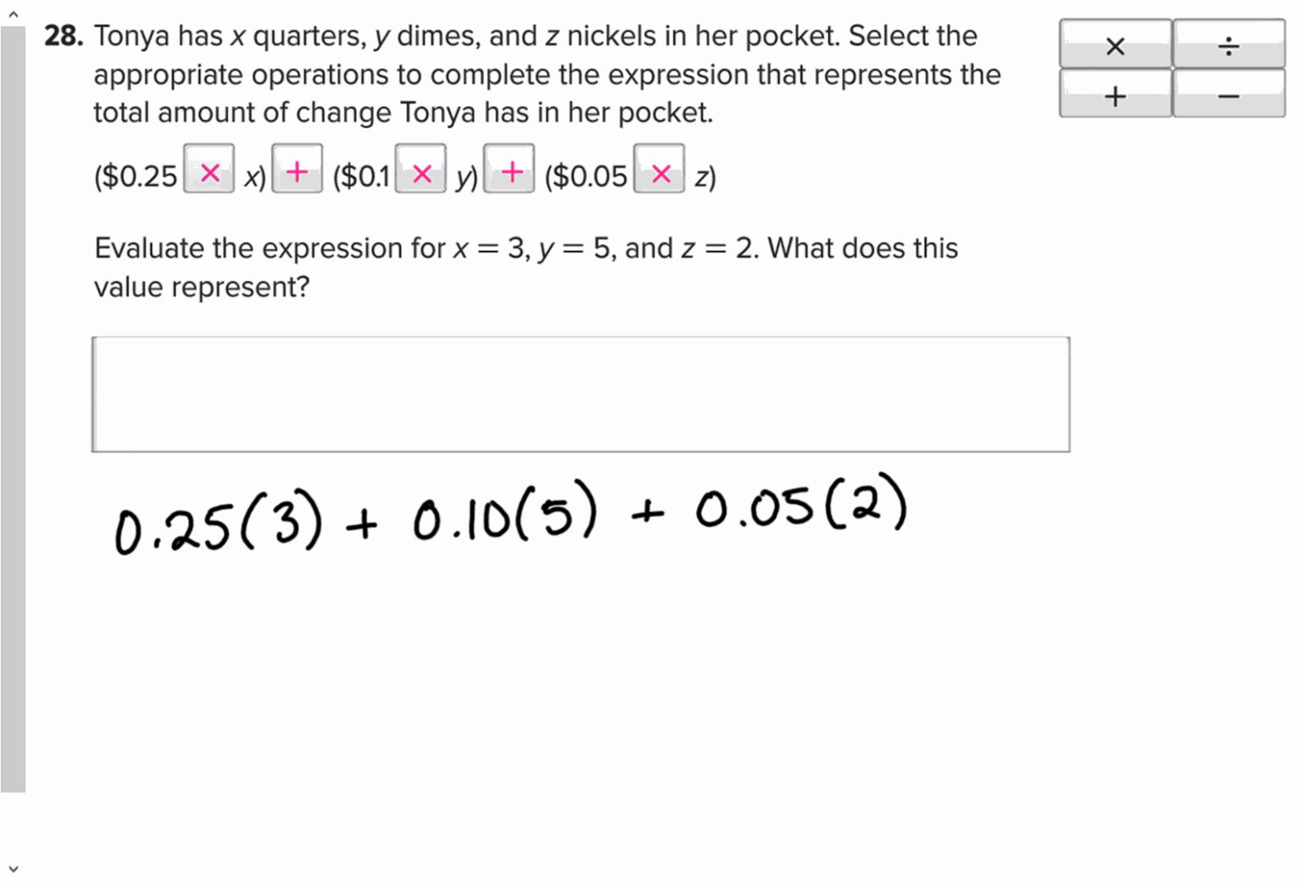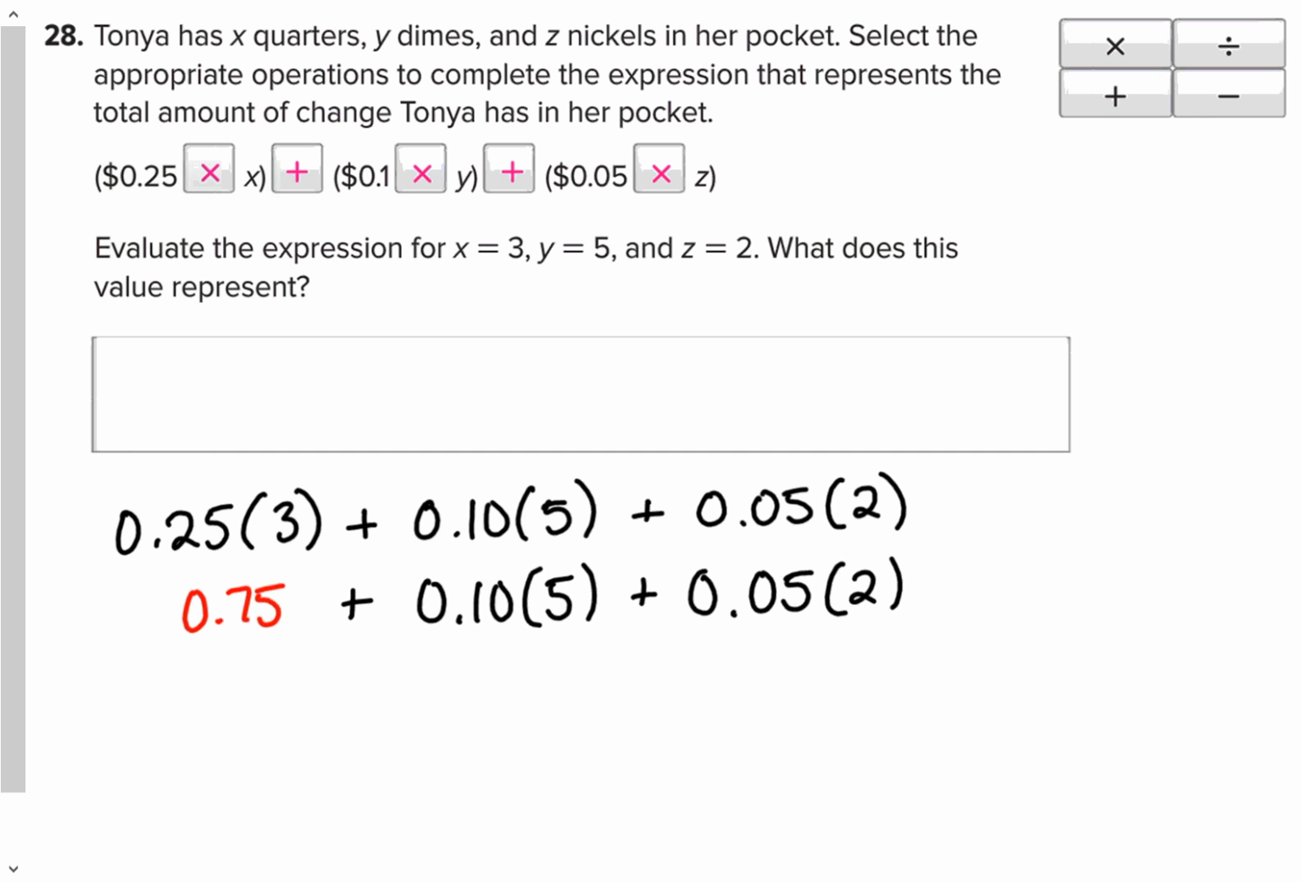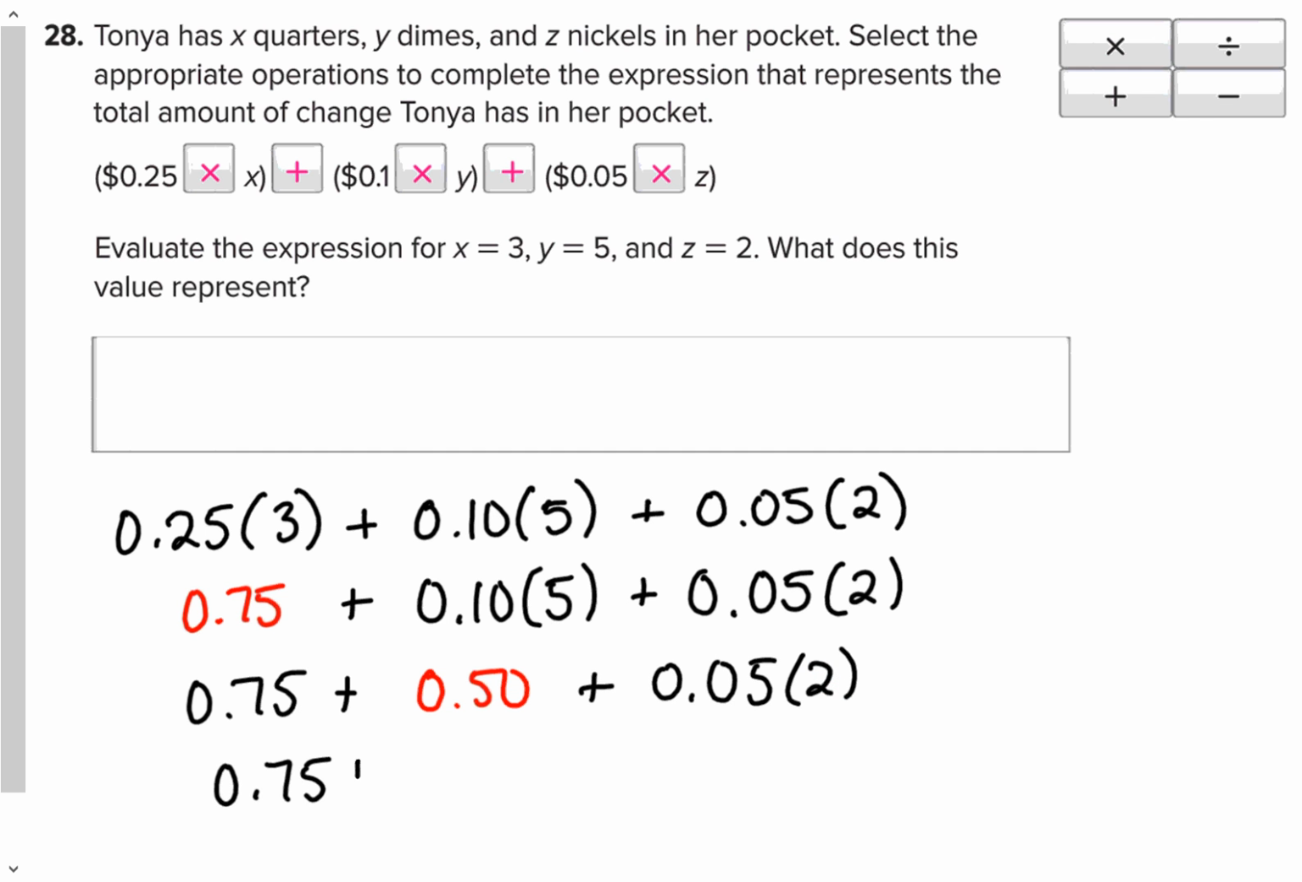All right, I'm going to take this one step at a time. So we're going to first do 0.25 times 3, so that's 75 cents. And then I'm just going to write down the rest of the equation because I only do one step at a time, less confusion. All right, so the next thing I'm going to do is evaluate my dimes, and that equals 50 cents. Again, writing down the rest of the equation. And then lastly, I'm going to evaluate my nickels, and that equals 10 cents.